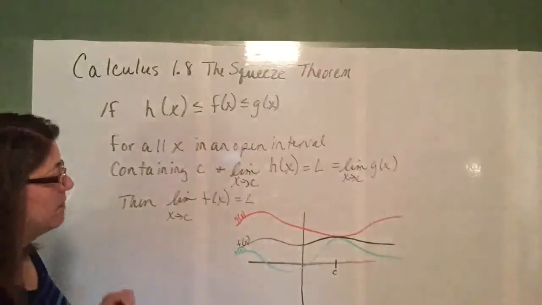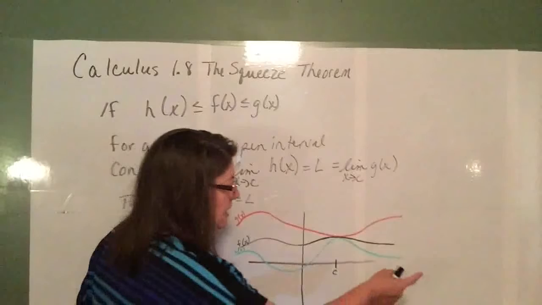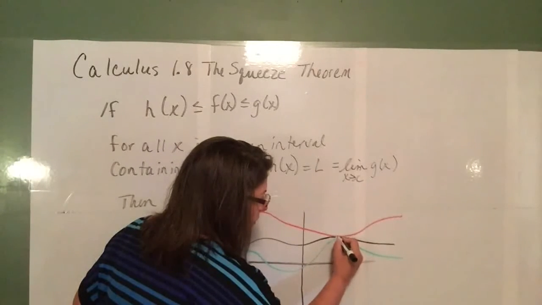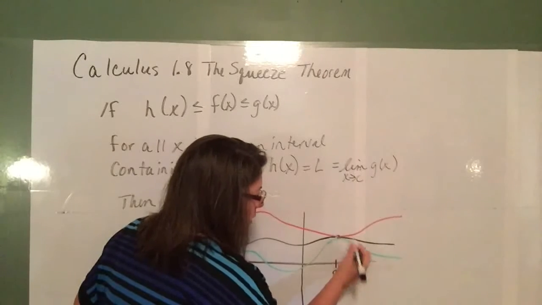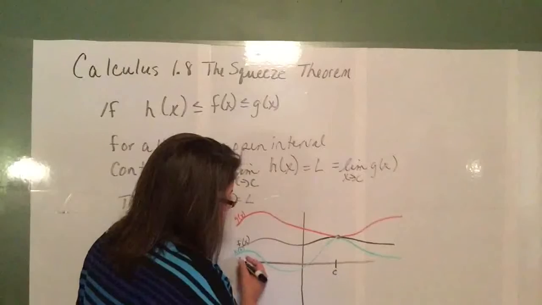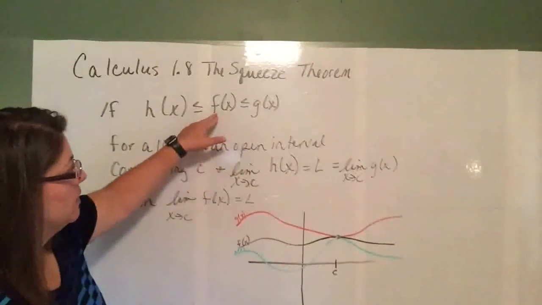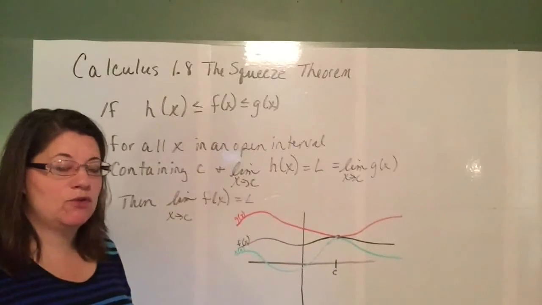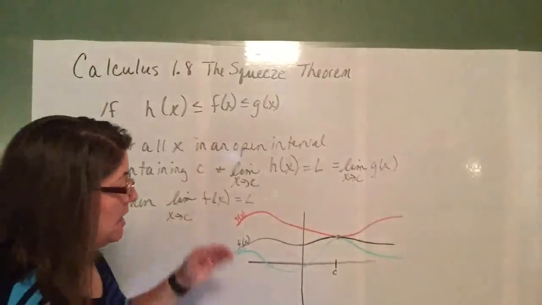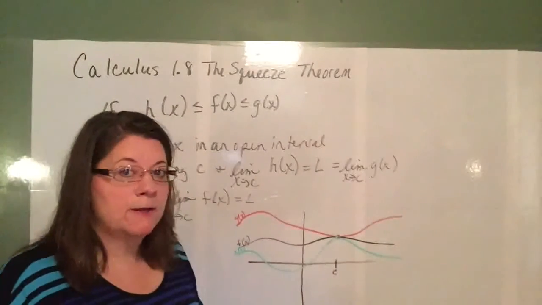The reason that happens is because all three of these functions are ending up at the same spot at your c value, right here. So if for the g function that limit is at L, and the h function that limit is at L, and you know that the f function is always in between those two functions, then that must mean the limit of the f function as x approaches c is also L.